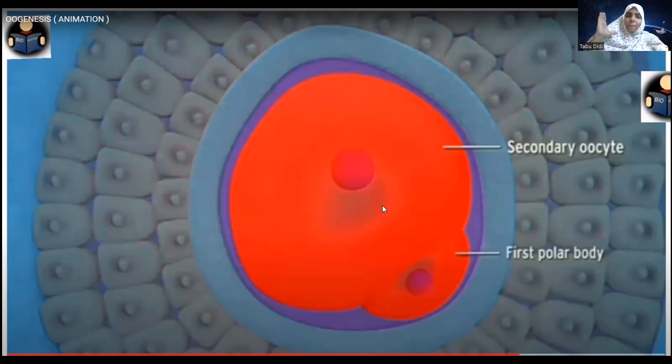So ek baar wo pura proper structure form ho gaya, actually पूरे स्ट्रक्चर को हम बुलाते हैं मेच्योर ग्राफियन फॉलिकल, wherein this secondary oocyte is there, but वो इसके बाद बुलाएंगे when the first meiotic division will take place.